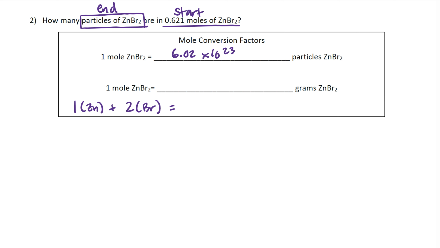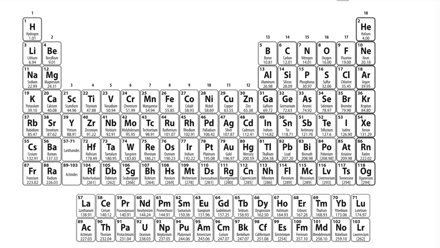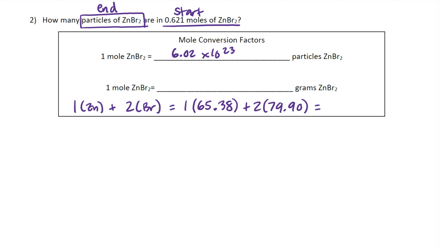And now I look at the periodic table for zinc and for bromine. Zinc has a mass of 65.38 and bromine has a mass of 79.90. Those are the numbers that we're going to plug in. After I plug in those values, we get an answer of 225.18 grams. So 1 mole of zinc bromide is equal to 225.18 grams of zinc bromide. Again, this value is called its molar mass because it tells me how many grams per mole of substance.